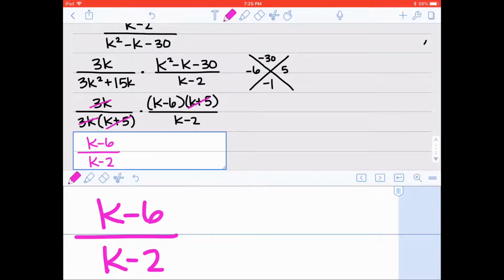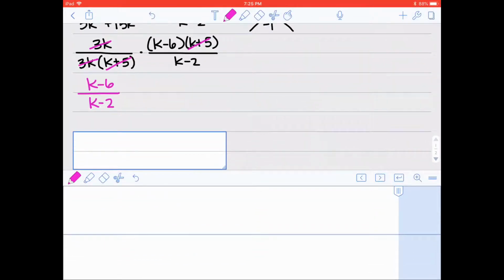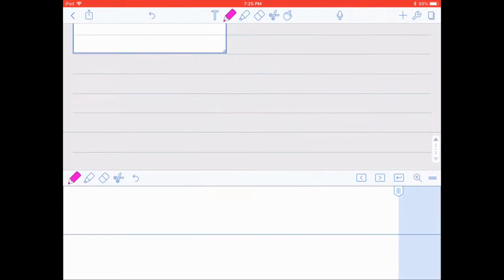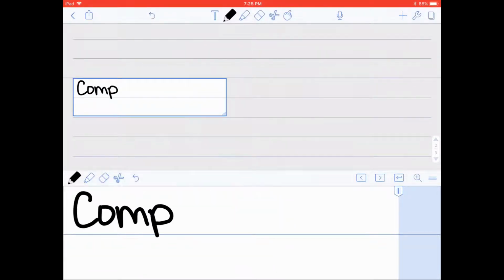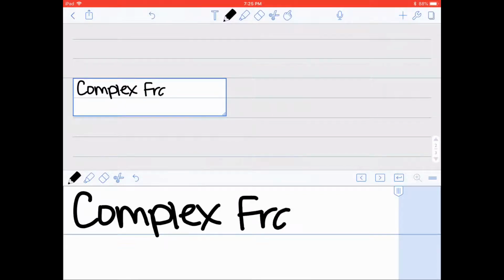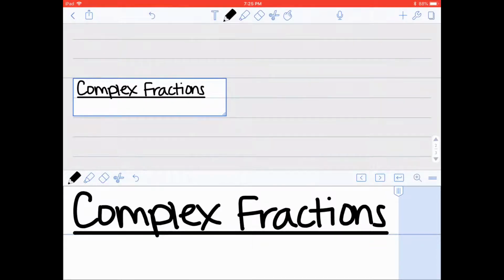Okay, so now we're going to move on and look at complex fractions. I'm going to jump down here, since that's the end of my page. For this, our heading is complex fractions. I teach it one way in Math 3, and then I give you a little bit more advanced method in pre-calc that will speed things up a little bit more.